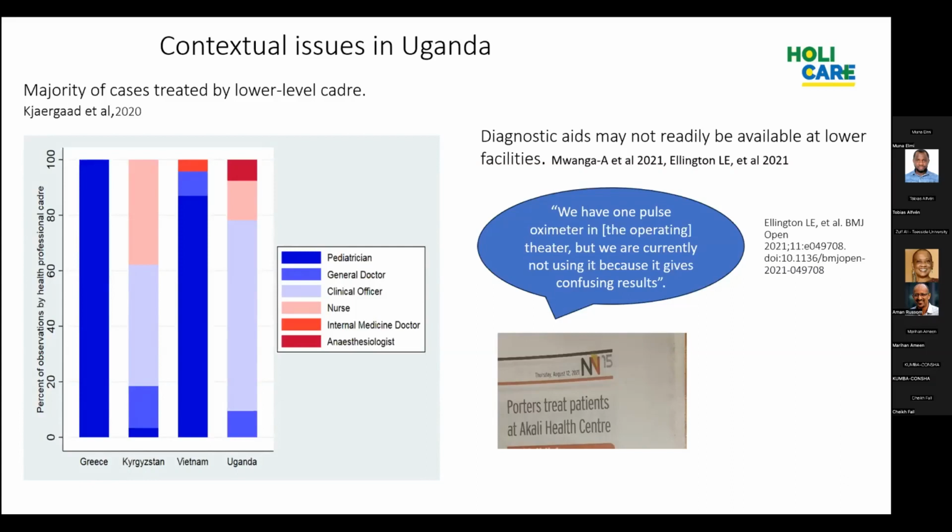Like in this study by Jasper, where over 80% of children in primary health facilities are seen by healthcare workers of lower cadre who may not be able to examine properly or be able to interpret an X-ray or even know which specimen to order. And then, as I said, diagnostic aids may not be readily available at lower facilities. If they are there, they may not be in good order to use.